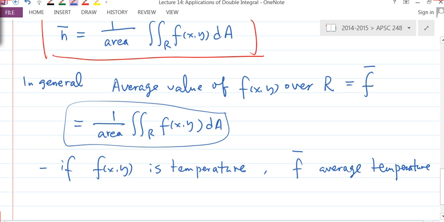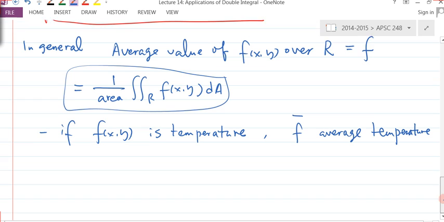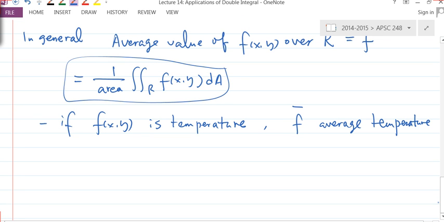So that's the idea. For any physical quantity that you use f of x, y to represent, if you plug it into the formula, you get the average value of that quantity. Okay, so let's see an example right here.